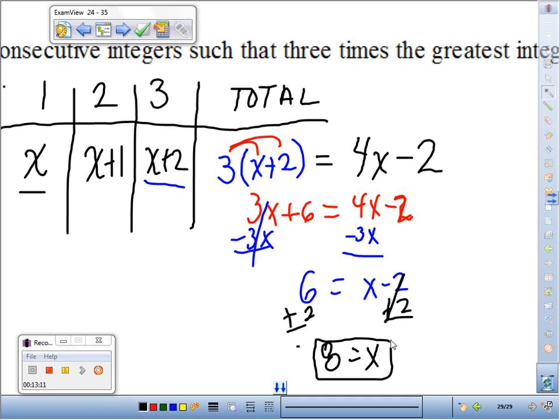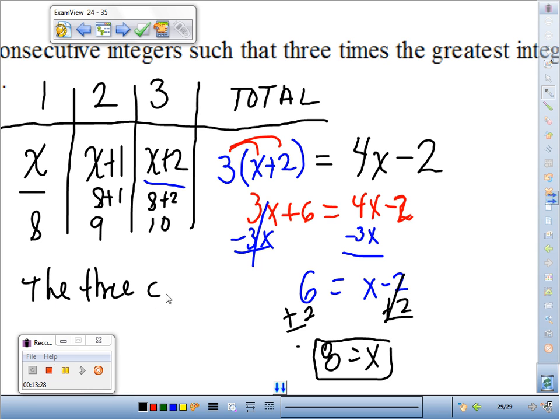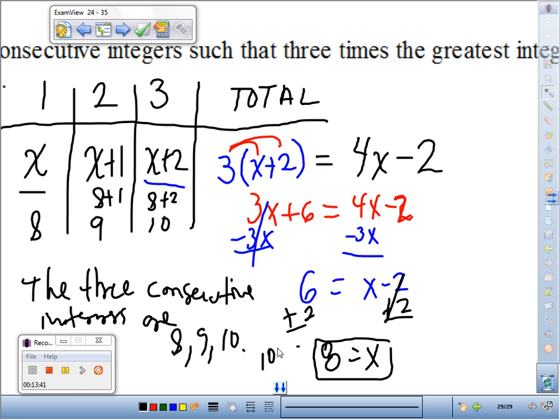It says, find 3 consecutive integers. What are they? 8. 8 plus 1 is 9. 8 plus 2 is 10. Then you write the 3 consecutive integers are 8, 9, 10. 10Q.